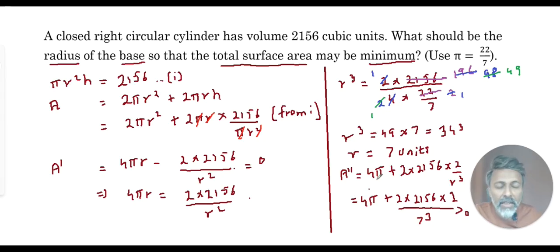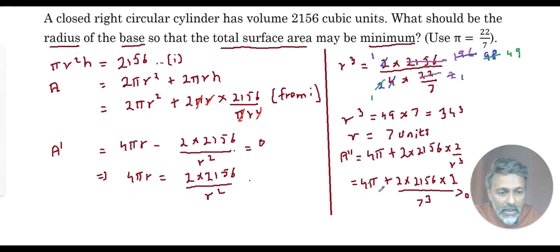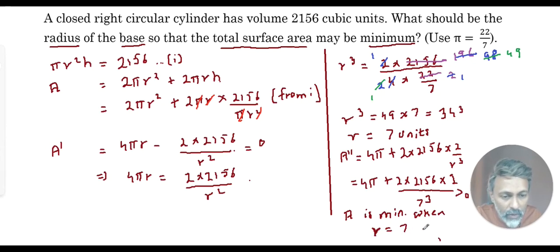If this answer is greater than 0, we can conclude that A is minimum. R is equal to 7 units. This is what is written here: R is equal to 7 units. This is your answer.